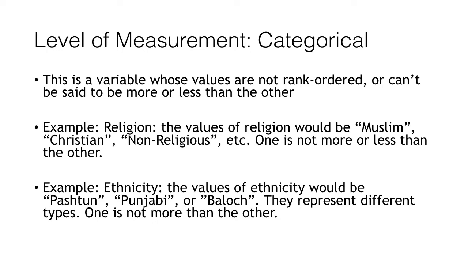They represent different types. So if we have the variable of religion, we would get their values representing different types of religion: Muslim, Christian, non-religious, Buddhist, Hindu, and so forth and so on. The same with ethnicity. Ethnicity is another categorical variable. Can you think of other categorical types of variables?